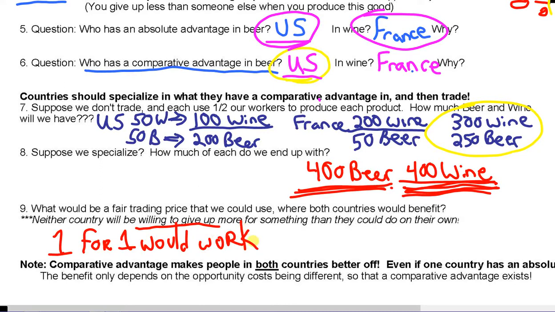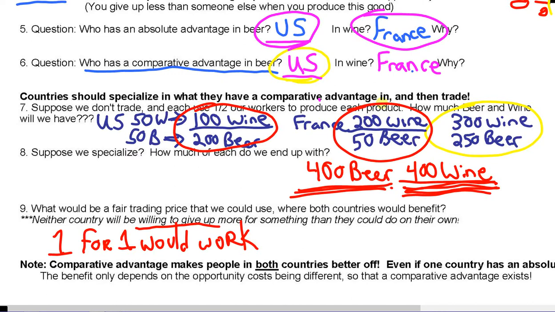Now, what kind of trades might we expect to happen? It depends. We don't really know. We're not sure how much people in the United States like wine versus beer, and same thing in France. But we can show pretty easily that both countries could be better off than what happens if they don't trade, because if they don't trade, this is as well as they could do.